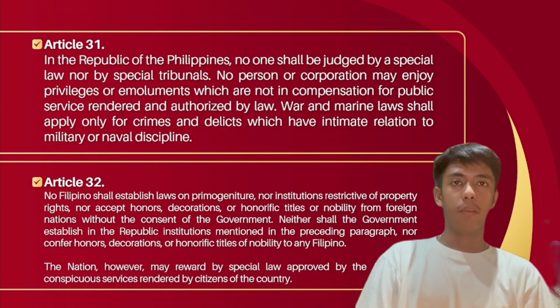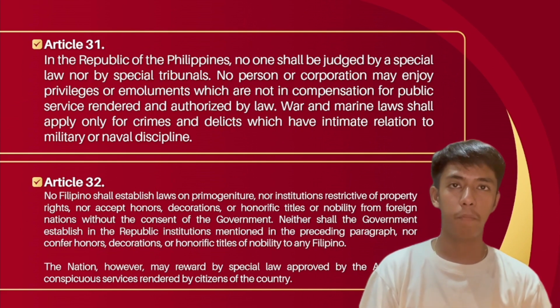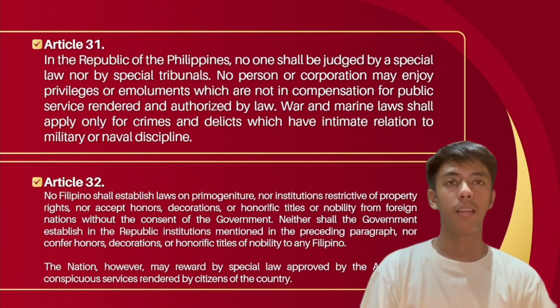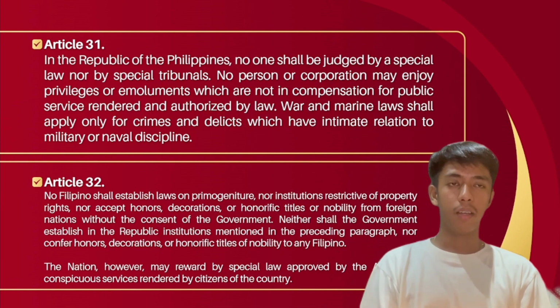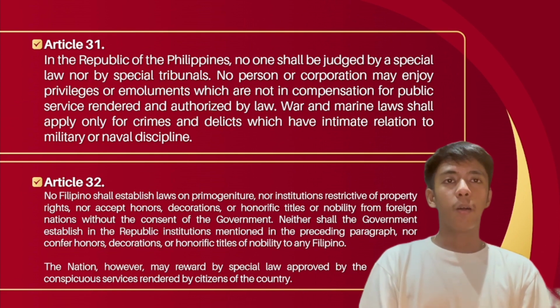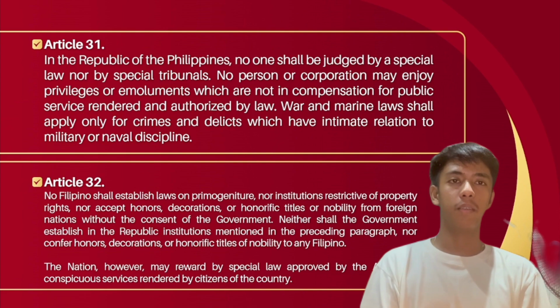Article 31 prohibits judging individuals by special laws or tribunals and bars special privileges not authorized by law. Military and naval laws apply only to related offenses. Article 32 forbids Filipinos from creating laws based on primogeniture restricting property rights or accepting foreign honors without government consent. The government also cannot establish such institutions or confer foreign honors. Those special laws can reward significant services to the nation.